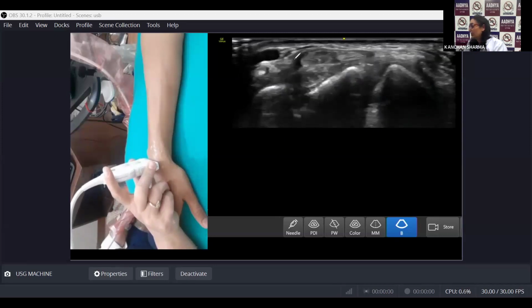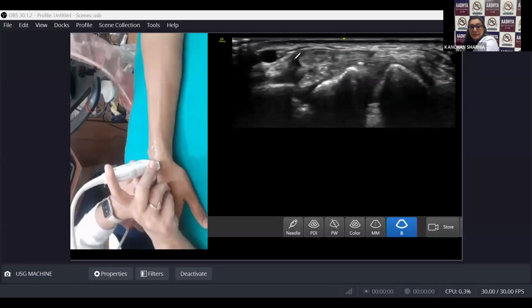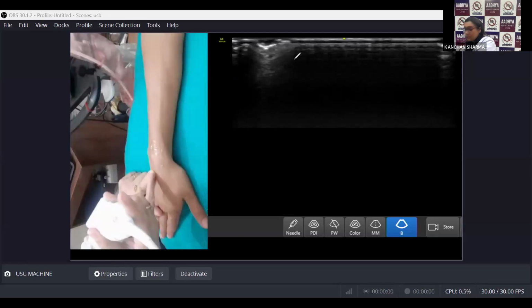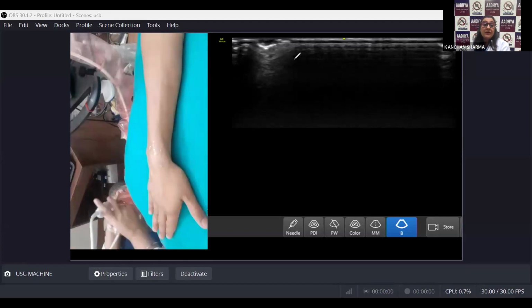Now, either you can keep one of your fingers at the center of the probe like this. So from the radius, you are supposed to rotate your probe in this manner. Then only you will be able to see the radiolunotriquetral ligament. Okay.